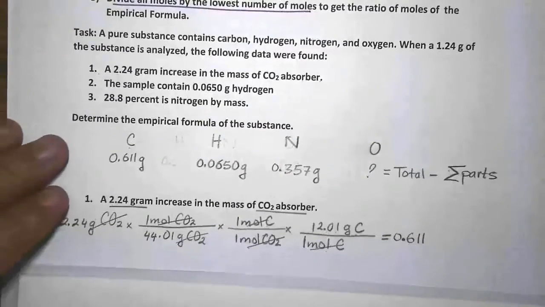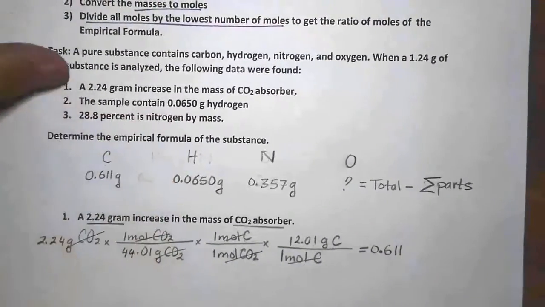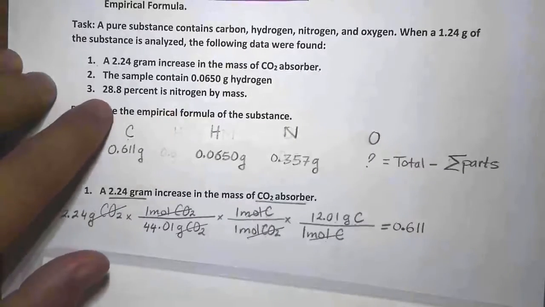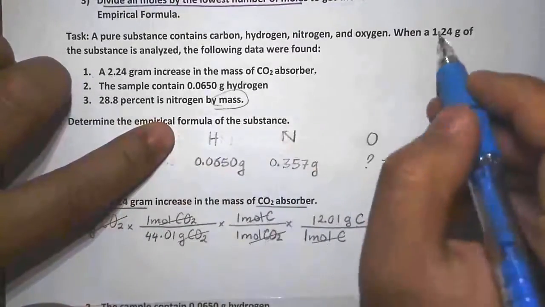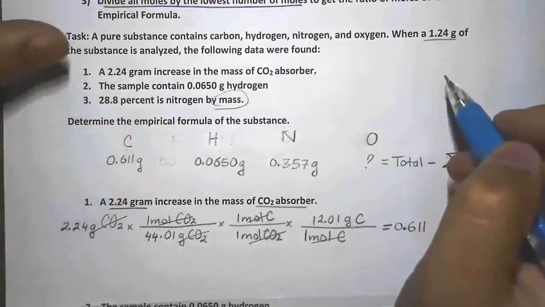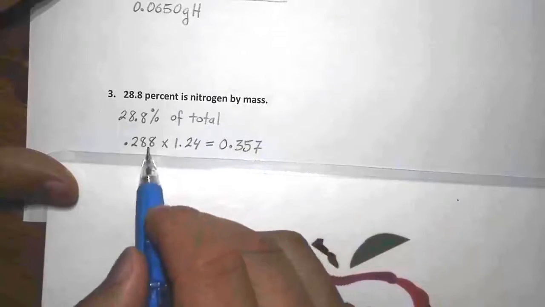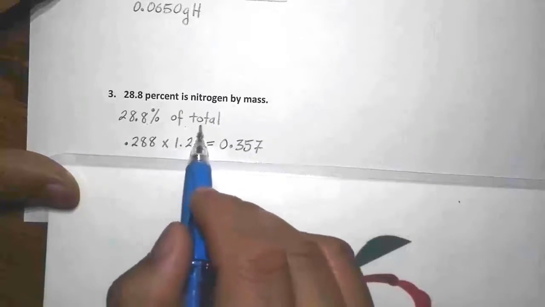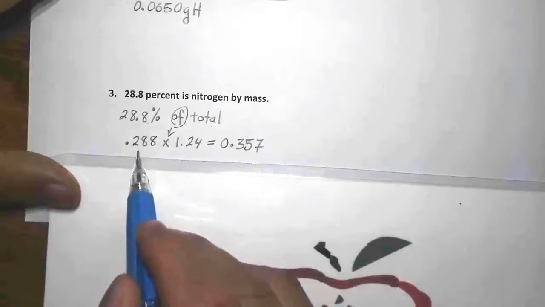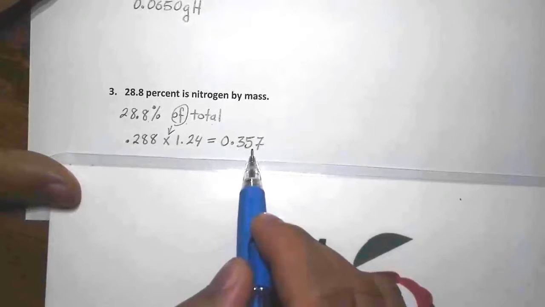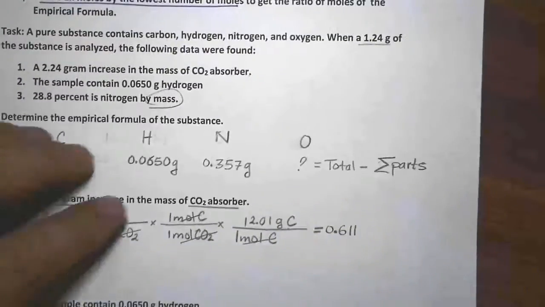That's going back to step 2. And if we look at data number 2, it's giving us the mass of hydrogen. So we just write it down here. We don't need to solve for it. Then we look at the data of number 3, 28.8% is nitrogen by mass. Now look at the term mass. Our total mass is 1.24 grams. So we take that percentage times the total, because a percentage of a total means times. But before that, convert this percent to a decimal, and we multiply and get the number of grams of nitrogen in the sample, 0.357. So that's what we have here.